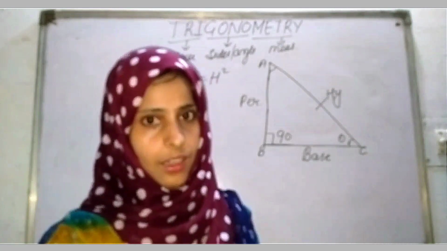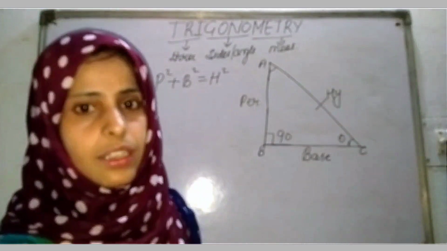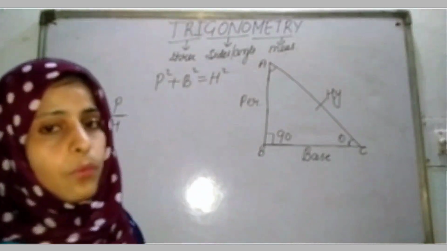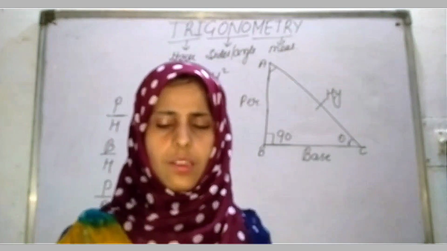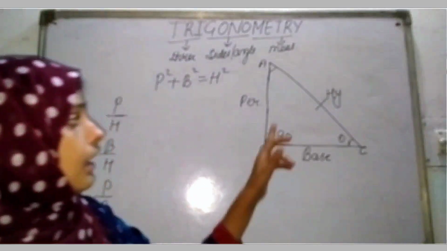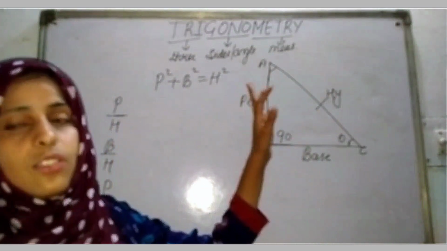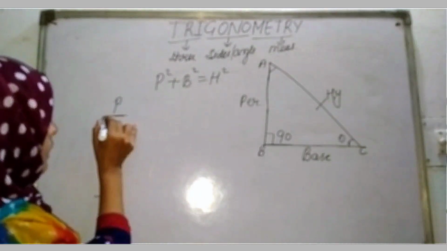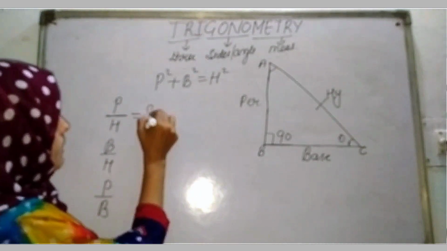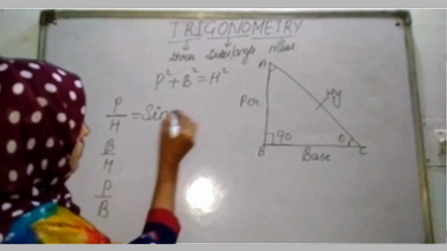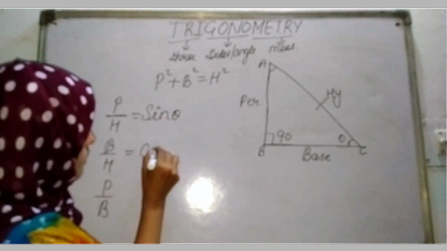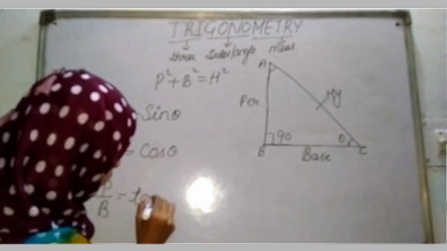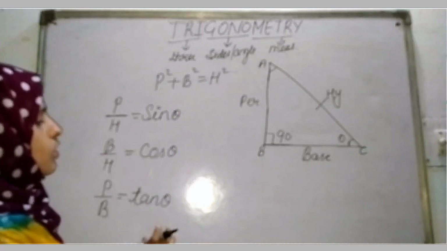Let us introduce another term, which is trigonometric ratio. These are the ratios of their sides. But what is a trigonometric ratio? Trigonometric ratios are the relationship between the angle and the sides of a right angle triangle. So the trigonometric ratios are: this is equal to sine theta, this is equal to cosine theta, and this is equal to tan theta. These are three possibilities.